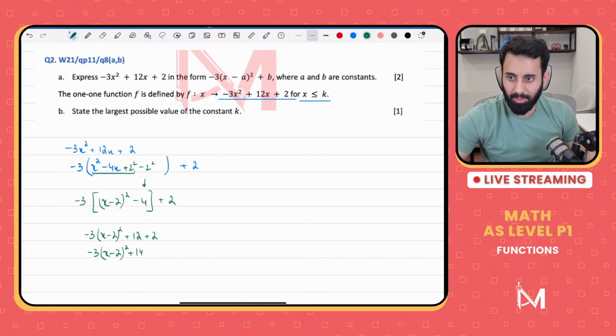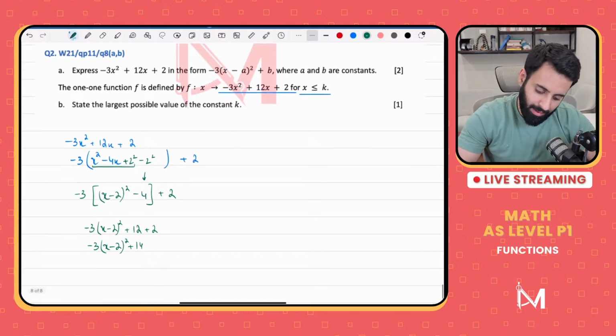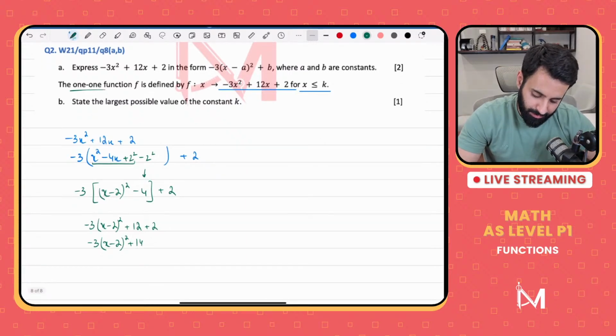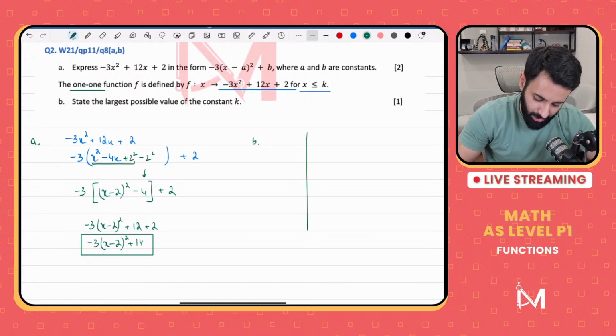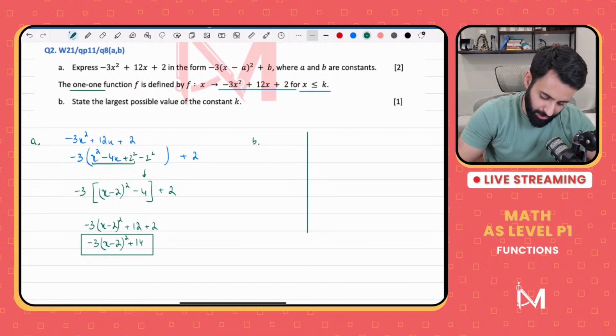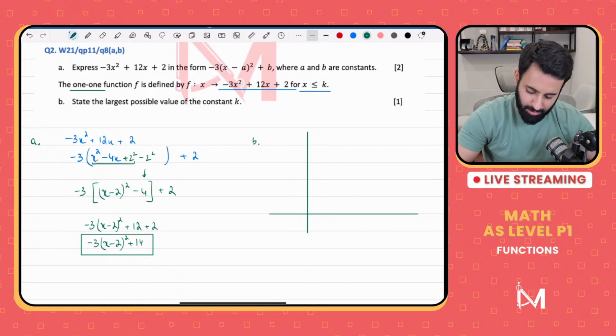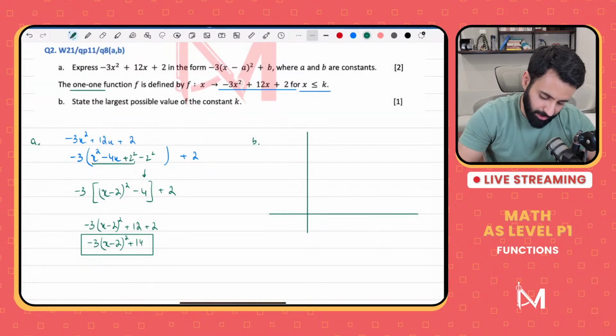Now let's see what the following part says. The following part says that the one-to-one function, now by default, this is not a one-to-one function. A quadratic function by default is not a one-to-one function, it's a many-to-one function. So although you're not supposed to make a sketch here, and you don't really have to, let's do it anyway to understand how things work. What are the coordinates of the turning point going to be? They're going to be 2, 14. So this is what you're looking at.